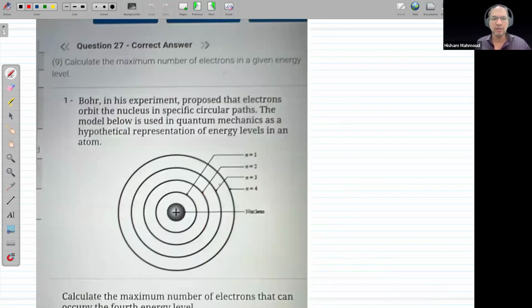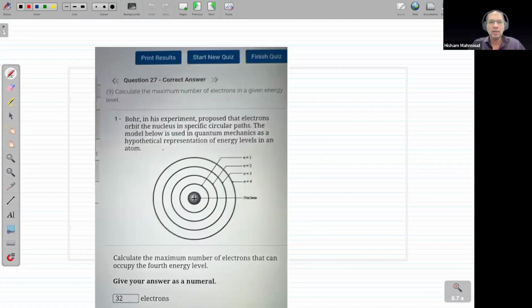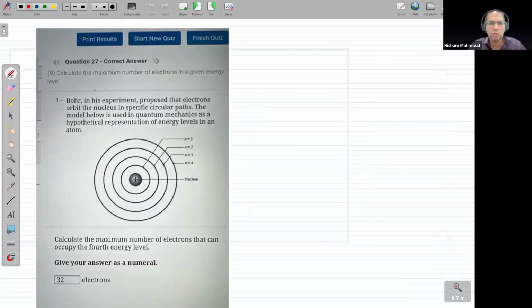Next question is 27. Mr. Bohr, in his experiment, proposed that the electrons orbit the nucleus in a specific circular path. The model below is used in quantum mechanics as a representation of energy levels in the atom. First energy level is n equal to 1, second is 2, third is n equal to 3, fourth energy level is n equal to 4, and this is my nucleus.